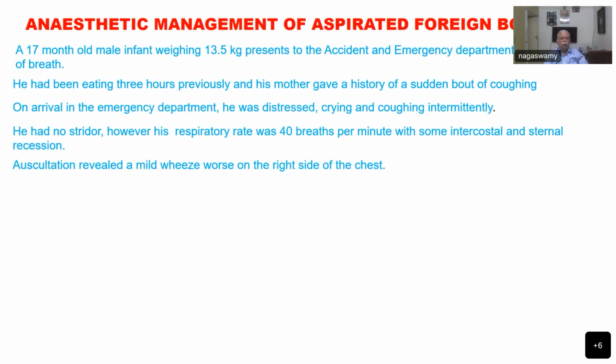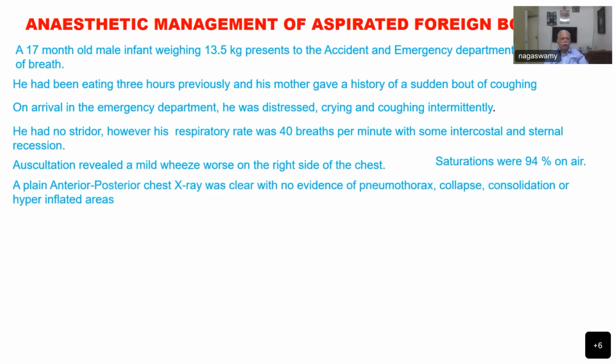So this is how the child may present, may have stridor or may not have stridor, may have wheeze, and AP plain X-ray, no evidence of any foreign body. Organic foreign bodies never show up in the X-ray, so you cannot see them in the X-ray. So a normal chest X-ray does not rule out an aspirated foreign body. That is the moral that you have to know.